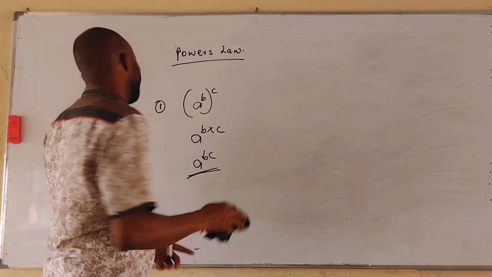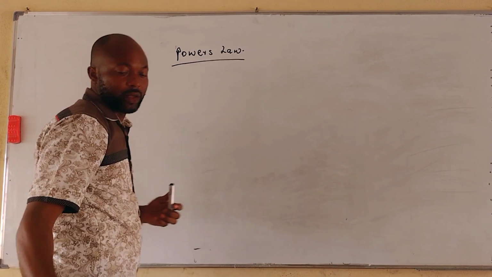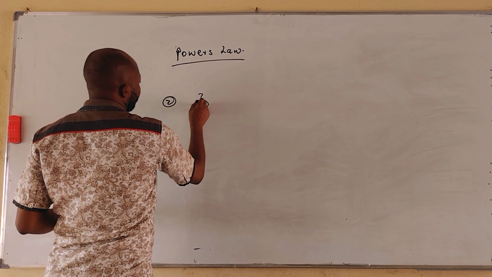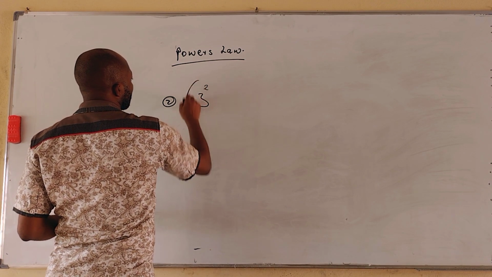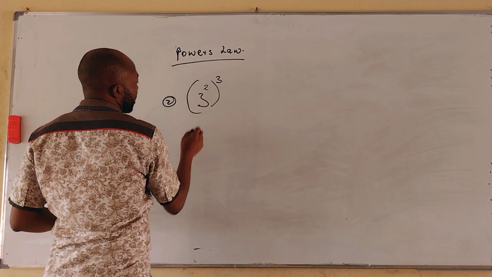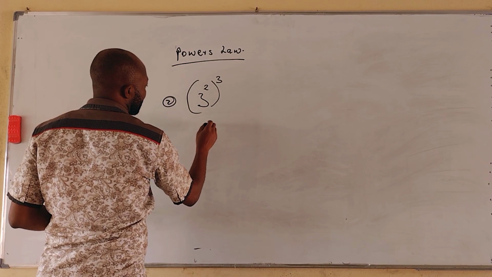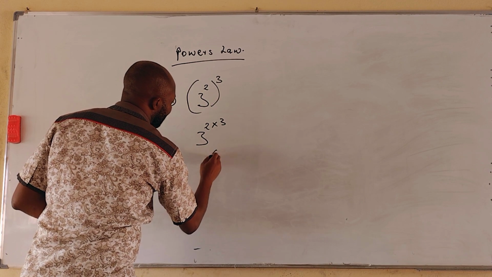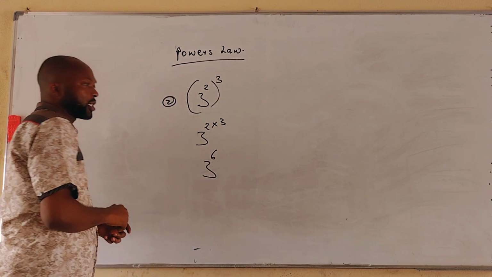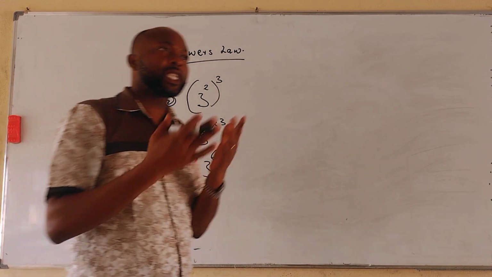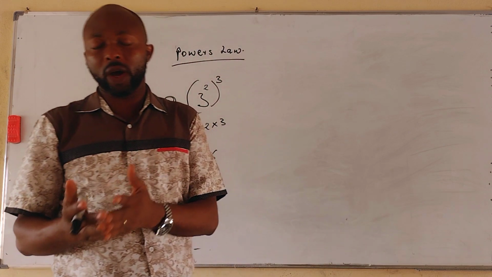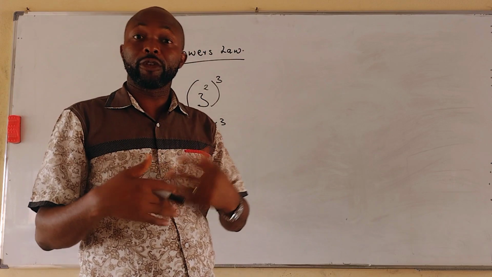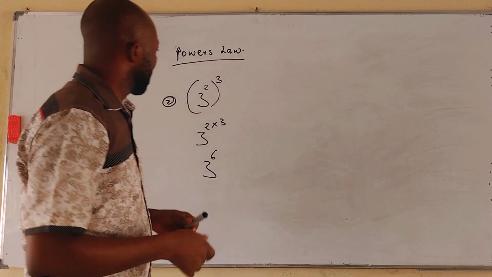Let's take another example. Example 2 here. 3 raised to the power 2, raised to the power 3. This is the same thing as 3 raised to the power 2 times 3. This is 3 raised to the power 6. This is the Power law. When a number is raised to a certain power, which is again raised to another power, that number is said to be in powers, and the powers are multiplied together for the final result.